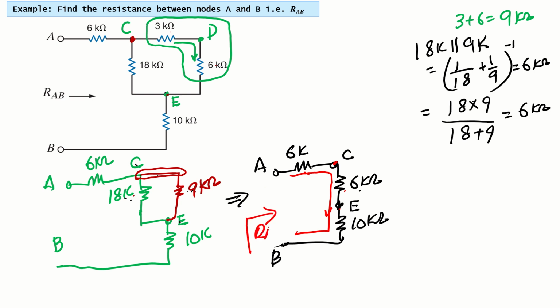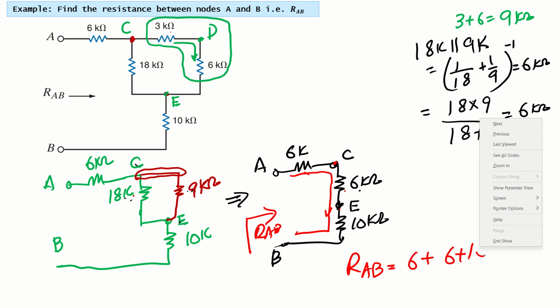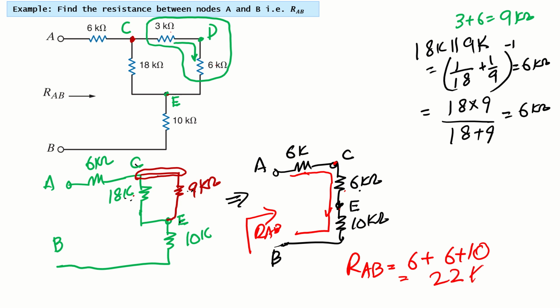Now if you are looking from this end, we can say that the resistance between points A and B will be series. Series means their sum. So 6 plus 6 plus 10, that will be basically equal to what? 22 kilo. So this is how we can analyze a circuit with the parallel and series combination of resistors. Thank you so much.